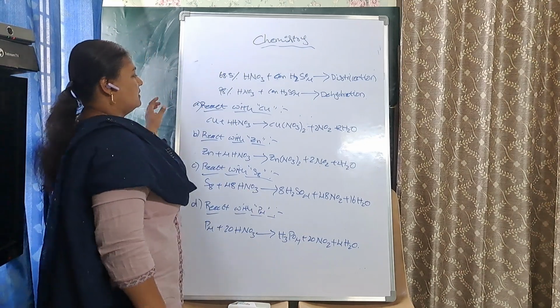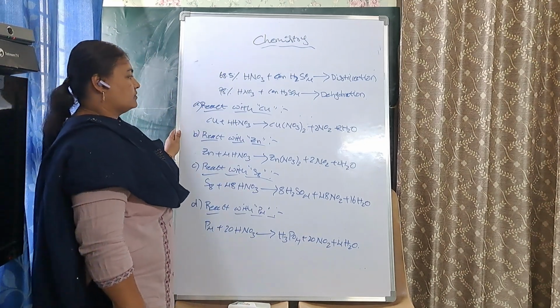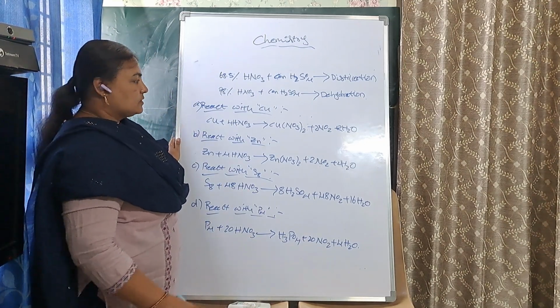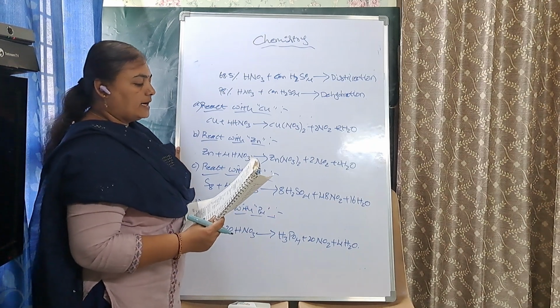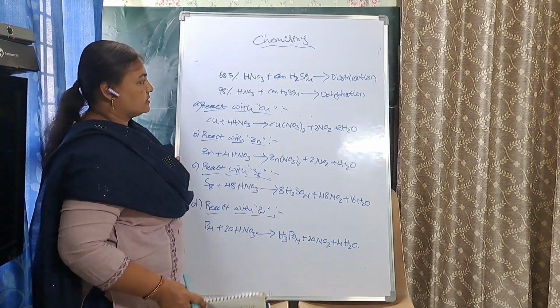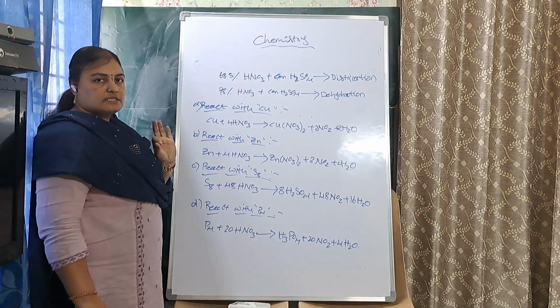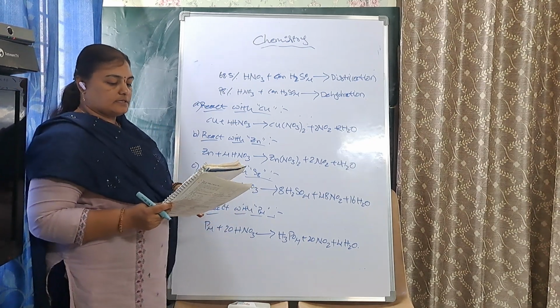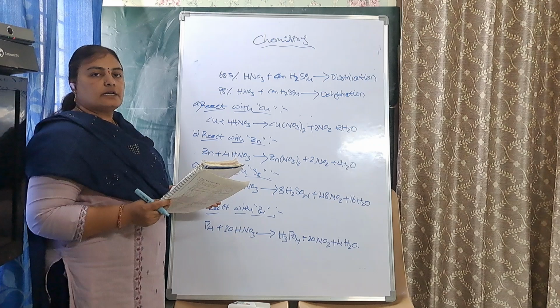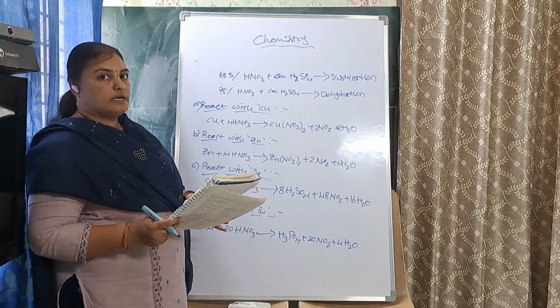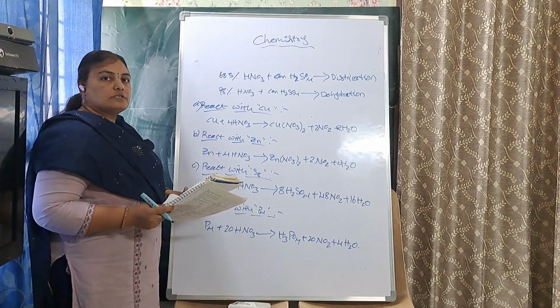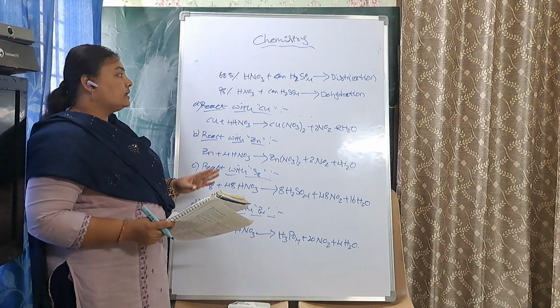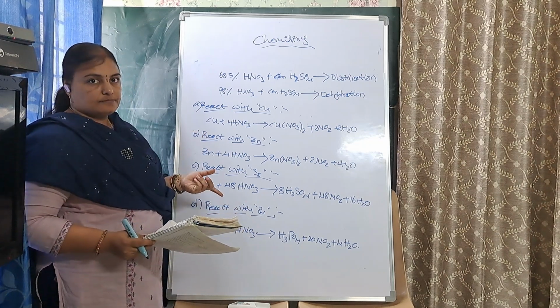This is your second long question. How is nitric acid manufactured by the Ostwald process? The Ostwald process has 3 steps. First, nitrogen reacts with oxygen, we get nitric oxide. Again that nitric oxide reacts with oxygen, we get nitrogen dioxide. Again that nitrogen dioxide dissolves in water, we get nitric acid.